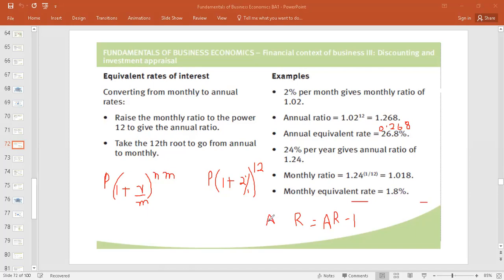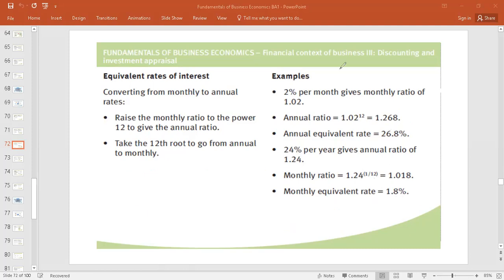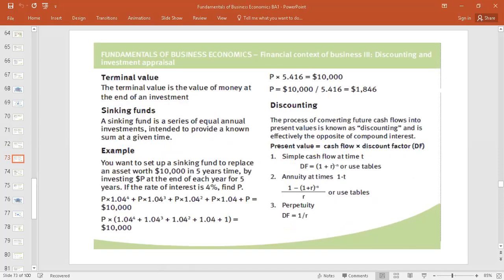We call it the equivalent annual rate or annual equivalent rate, which is the annual ratio we've calculated minus 1. Just remember that part of it. There's another example: if it is 24% per annum, how do we calculate? It's calculated and given to us, so we can proceed further with solving simple questions from the examination kit.